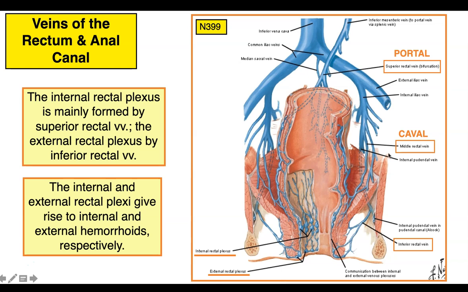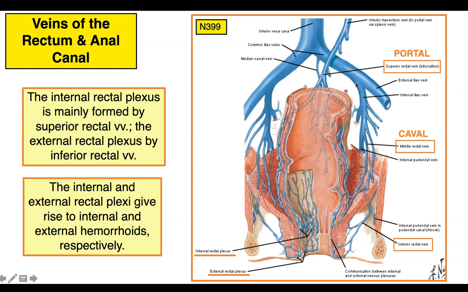And the middle rectal vein drains into the internal iliac vein. The internal iliac vein joins with the external iliac vein and forms the common iliac vein. The right and left common iliac veins join together and form the inferior vena cava. So the middle rectal vein is part of the vena caval system. And the inferior rectal vein drains into the internal pudendal vein. The internal pudendal vein drains into the internal iliac vein, which is also part of the vena caval system.